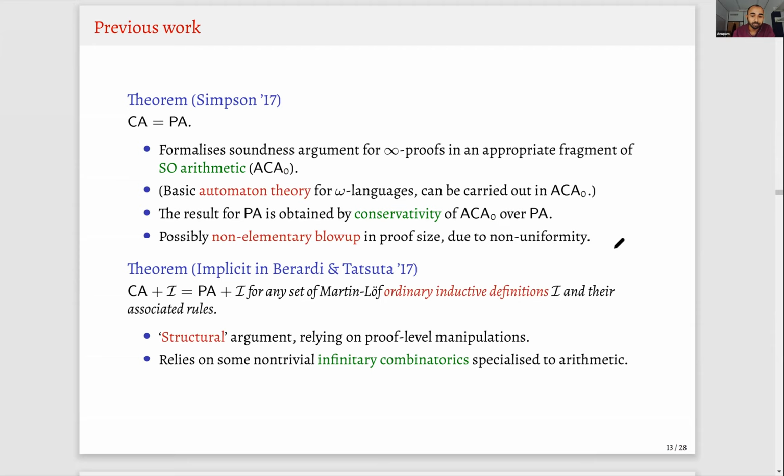And one of the drawbacks of this is that there's a high logical complexity. So in the translation, you add lots of quantifiers everywhere. I won't go into the details of this, but in my paper, there is some small analysis of this.